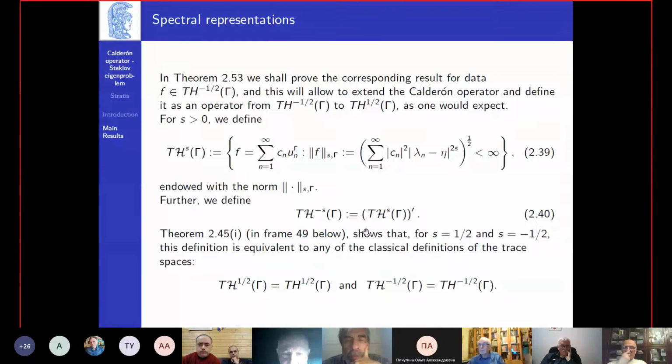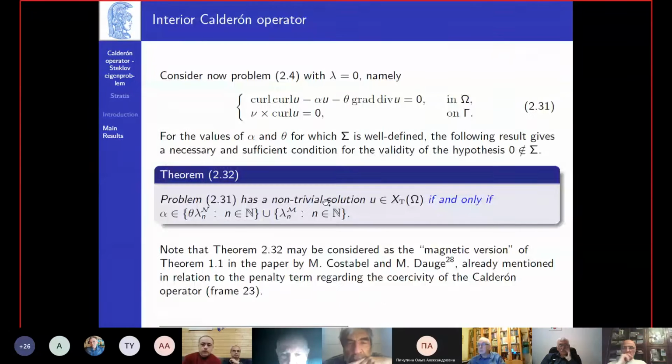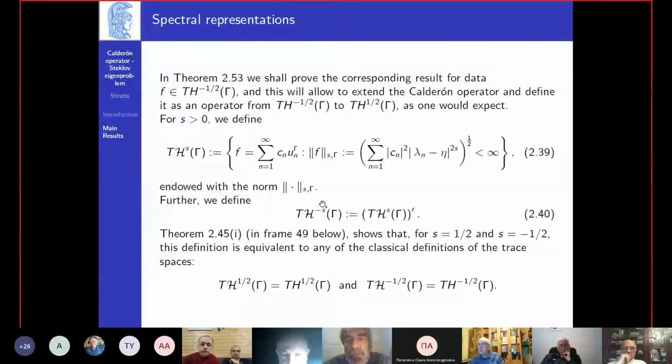The main result is these spectral representations. For example, one of the main results is that one considers this space T calligraphic H, which, as I said before, is more or less the same as T. In the case of one half, it is the same as T H half. We can express it like a series of coefficients, and the U and gamma are given by these. So it is a kind of spectral representation of the space.